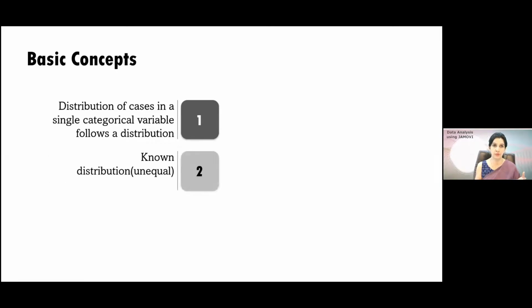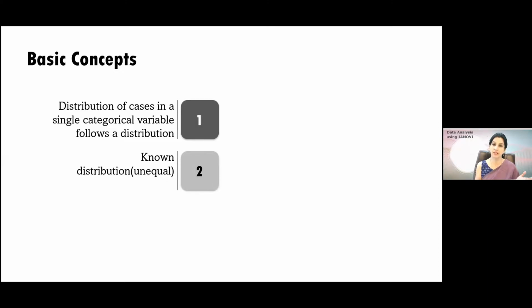So the basic concept of this chi-square test of goodness of fit is that it determines the distribution of cases, but in this case, it is a single variable. Till now, we take 2 variables. You will see in the chi-square test of association also, you take 2 variables. But in goodness of fit, you take a single variable. So you see the distribution of cases in the single variable, whether they follow a distribution or not.